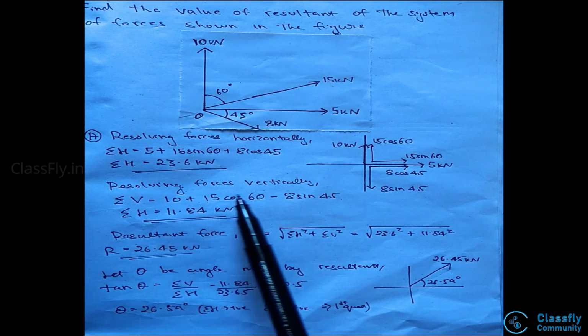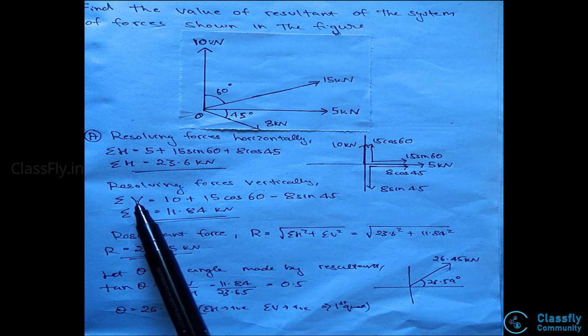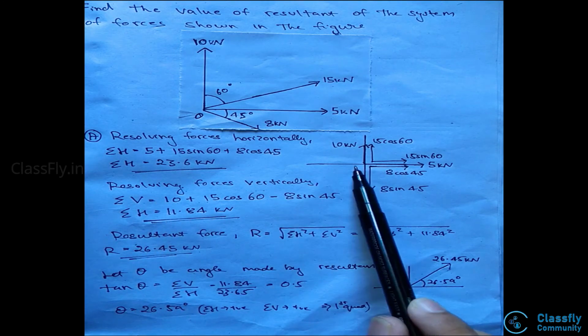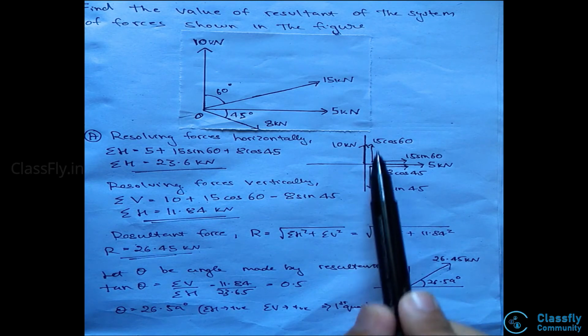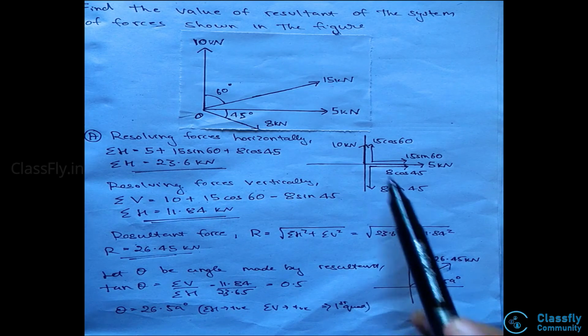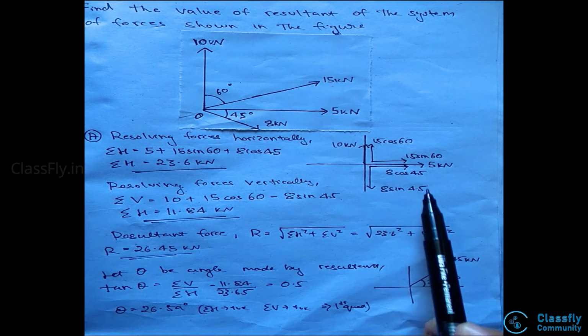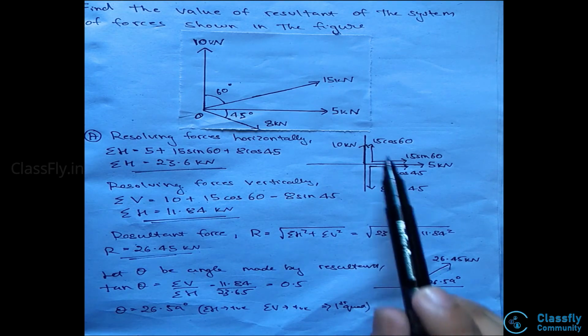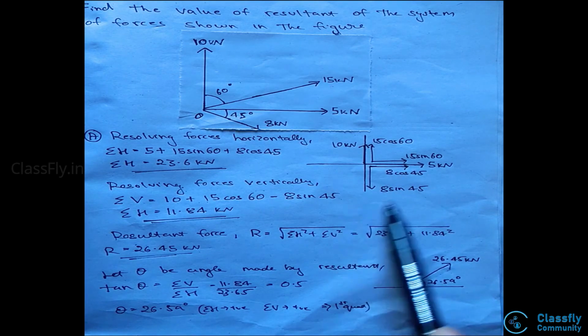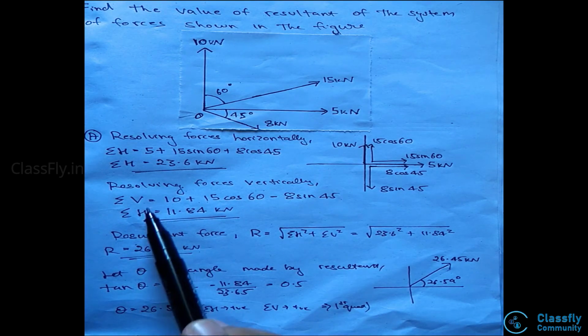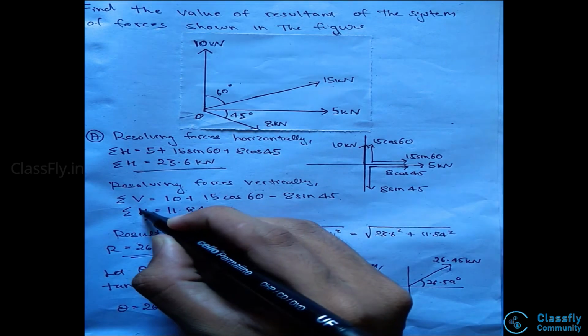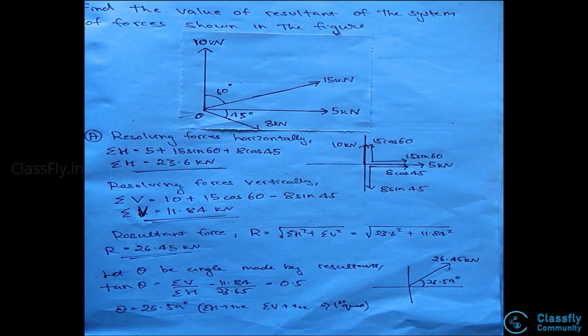Similarly, resolving the forces vertically, we have summation V is equal to 10 kilonewtons plus 15 cos 60 minus 8 sin 45, as this force is acting downwards and the rest are acting upwards. This is taken as minus. Hence, on solving this, we have summation V is equal to 11.84 kilonewtons.